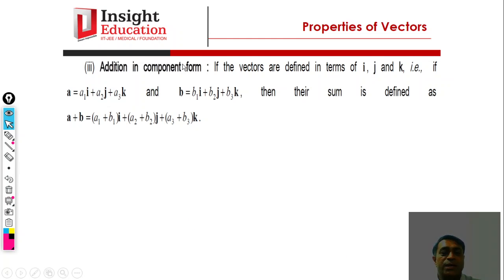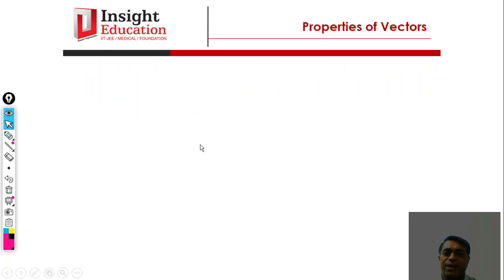Addition in component form. We can represent the vector in the form of components along the x-axis, y-axis and z-axis: a1 along the x-axis, a2 along the y-axis, a3 along the z-axis. Directly we can add the components. Along the x-axis that is a1 plus b1, along the y-axis a2 plus b2, and along the z-axis a3 plus b3. So you know it very well.